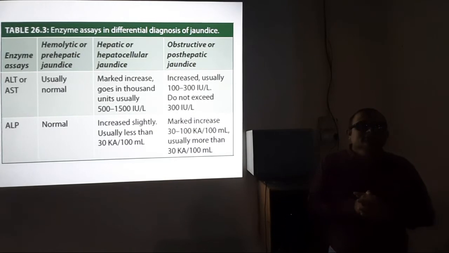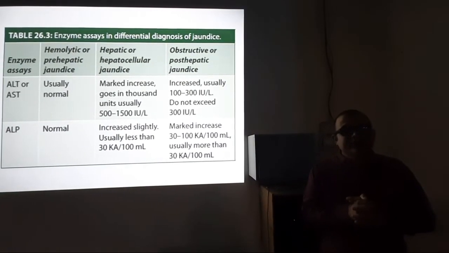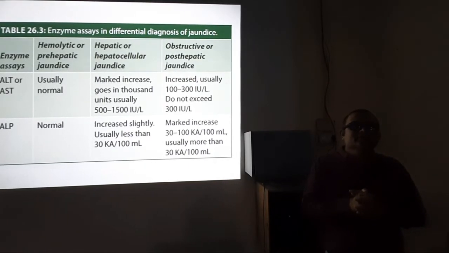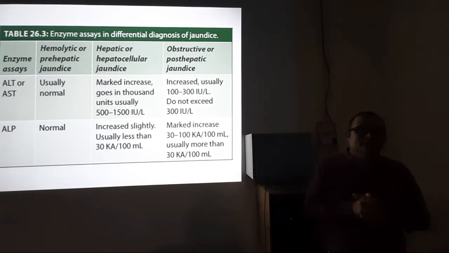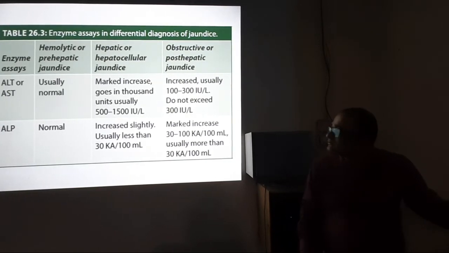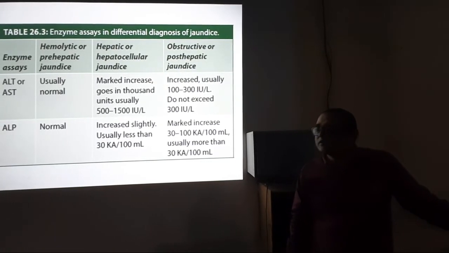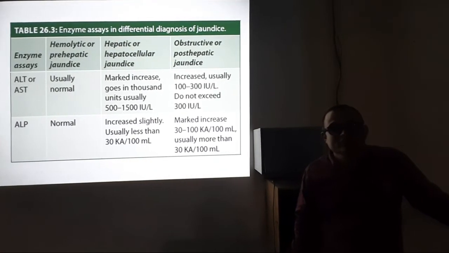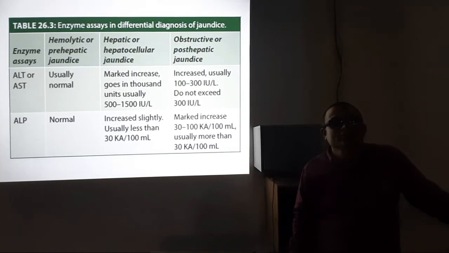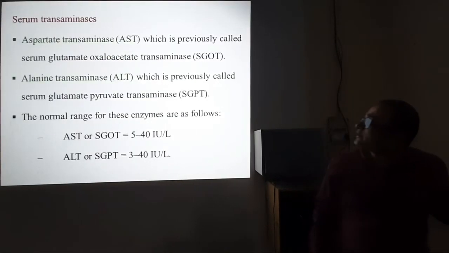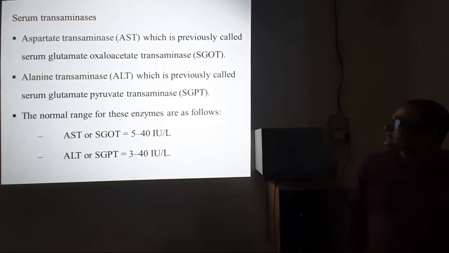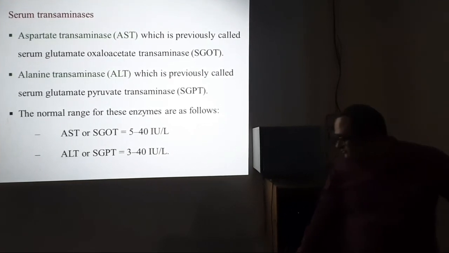In hepatic jaundice, AST and ALT will be markedly raised, and in post-hepatic or obstructive jaundice, ALP will be markedly raised. So this is how we differentiate the various types of jaundice based on bilirubin, urine bilirubin, urobilinogen and enzymes. All these 4 parameters we will use for differentiation of the 3 types of jaundice. AST normal level is 5 to 40, ALT level 3 to 40 international units per liter.